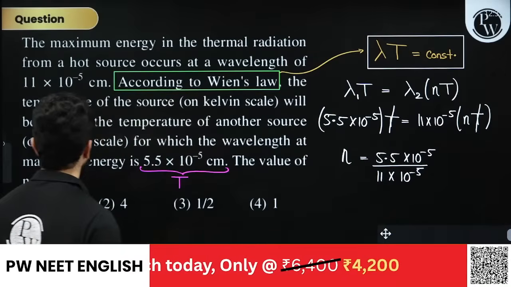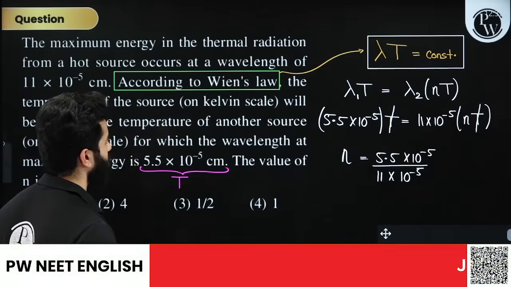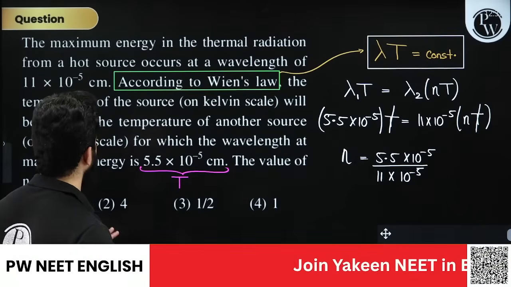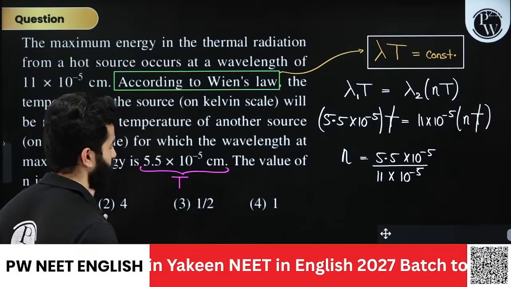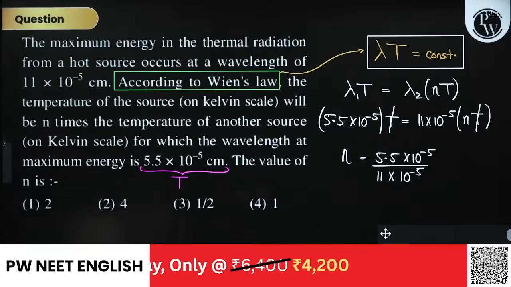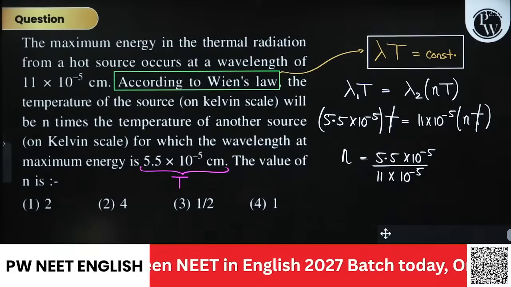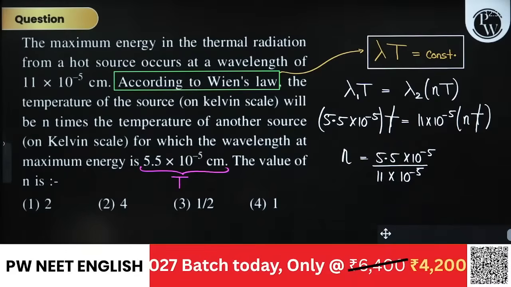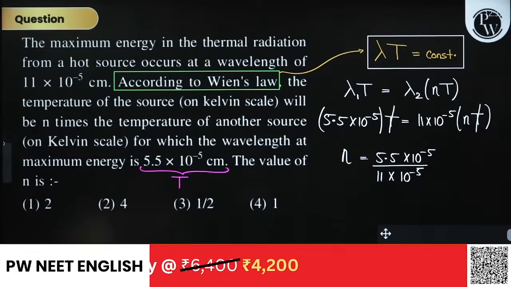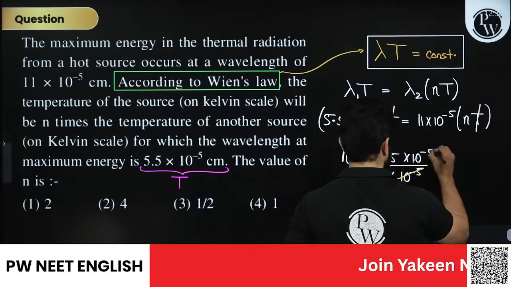Please kindly check if everything is correct. Hopefully this is 11 into 10 to the power minus 5, this is 5.5 into 10 to the power minus 5. Let me just check units for you once. Unit is also all set. Okay, I believe there is some error in this, because the value of n we are getting is a different value. I think there is some error in the options. What do you think, guys? Because this is going to get cancelled out.